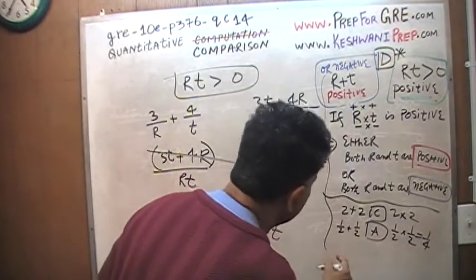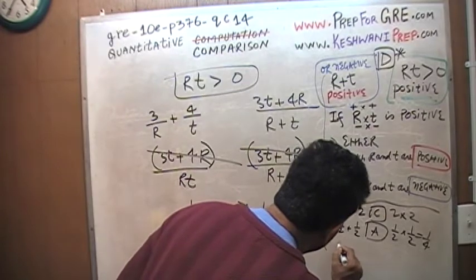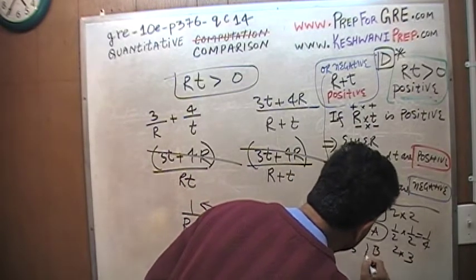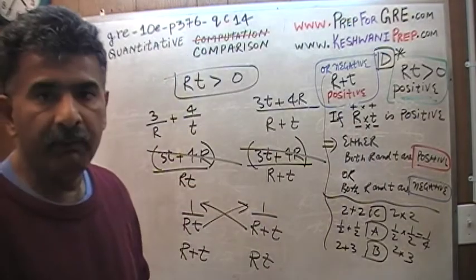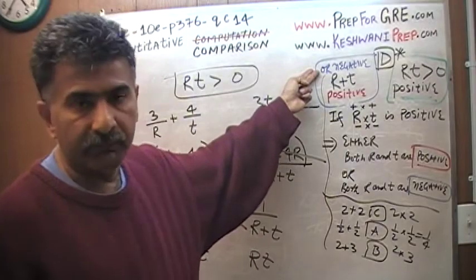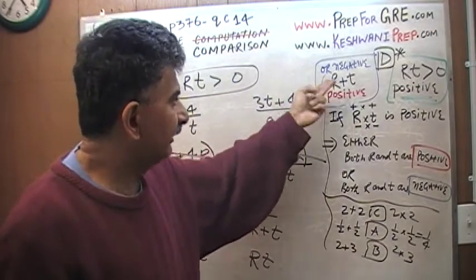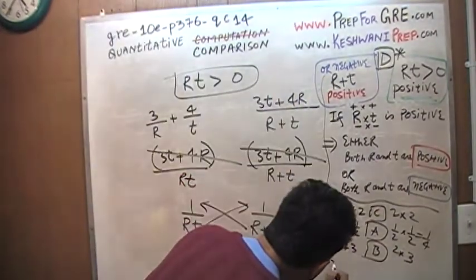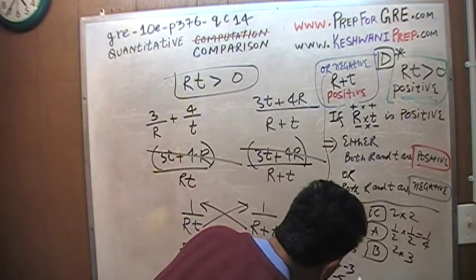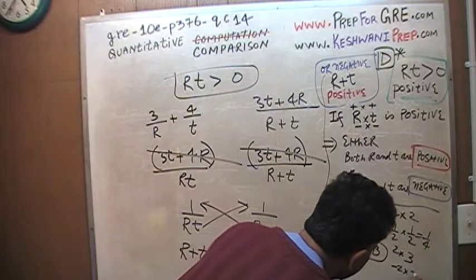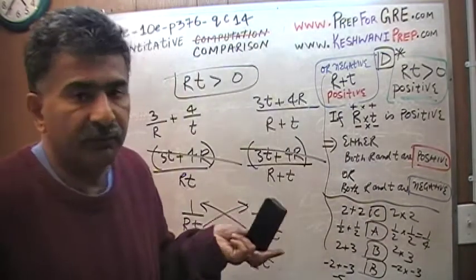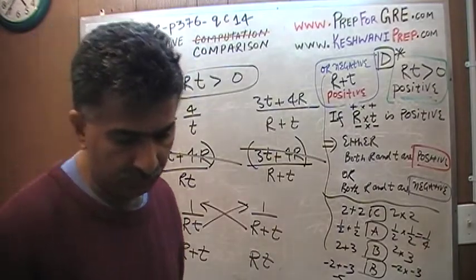Or maybe it is 2 plus 3 versus 2 times 3, in which case the answer is B. And we haven't even talked about the fact that it can also be negative. So if r plus t is negative, for example, -2 plus -3 is -5, and -2 times -3 would be +6. The answer again would be B. So therefore the answer is D, because we do not know what it is.